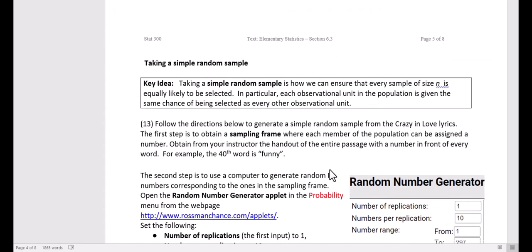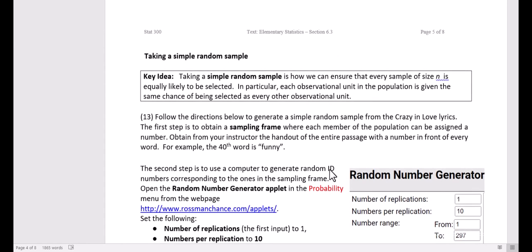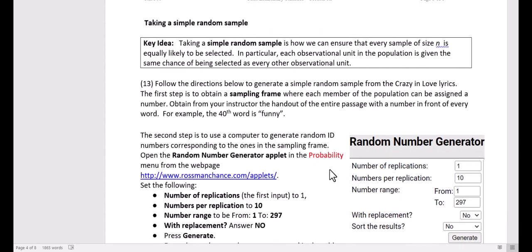So we're going to take a simple random sample. The key idea is that simple random samples ensure that every sample of size n is equally likely to be selected. Each observational unit in the population is given the same chance of being selected as every other observational unit. In this case, every word has the same chance of being selected as any other word. So the word "I" has the same chance of being selected as the word "love," for example.